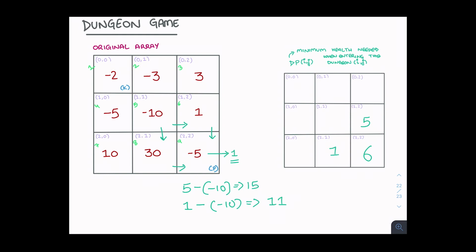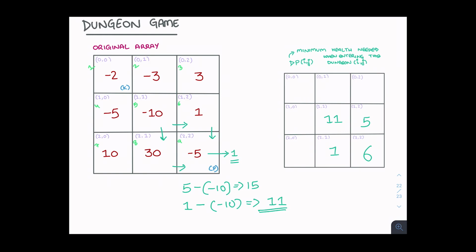It's obviously 11, because 11 is less than 15. So you say that you will end up going into chamber number 8, because it allows you to enter with a lesser initial health, which is 11. So we'll choose the lesser one and we'll record that in our DP table, right? All right, so that's that.